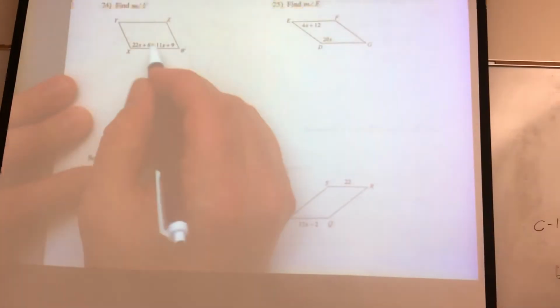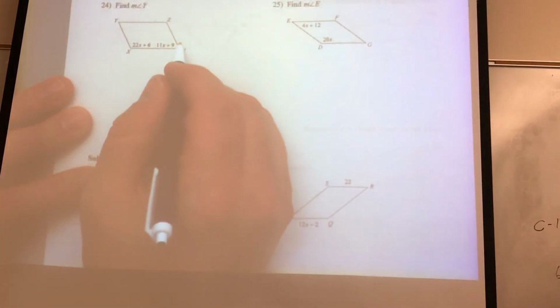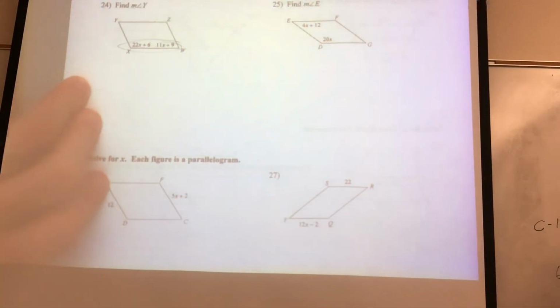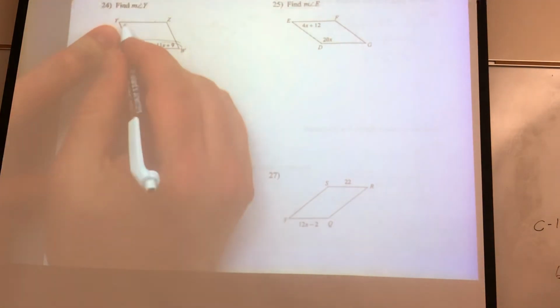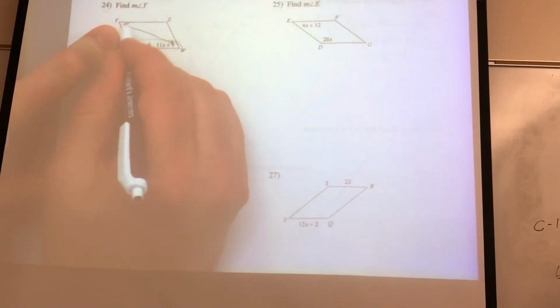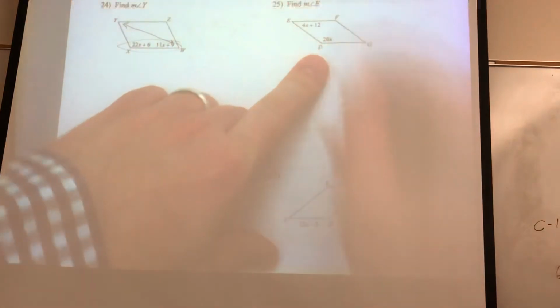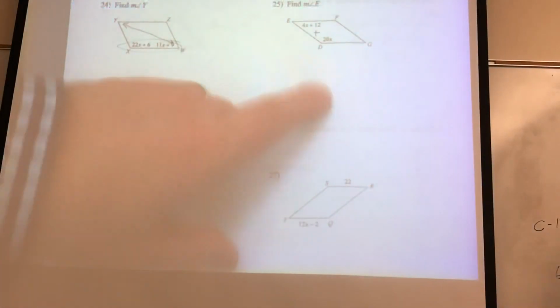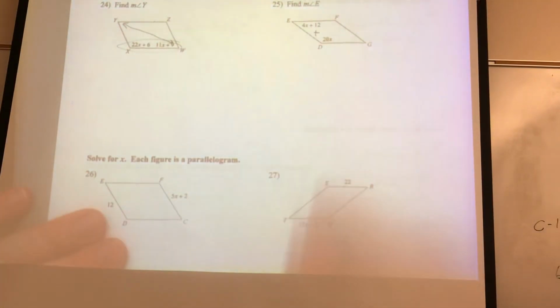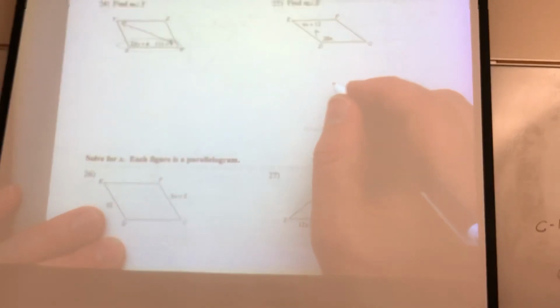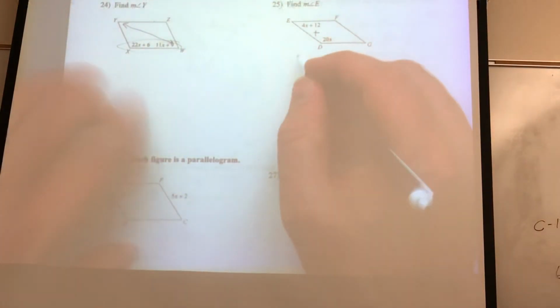Okay, remember the ones that are next to each other, these two are going to add up to 180. It's asking for angle y. They're the same in the opposite corners. These two are going to add together to make 180. You get that. So let's go ahead and work this one. I'll post the other one.